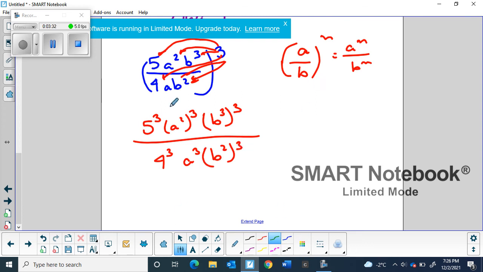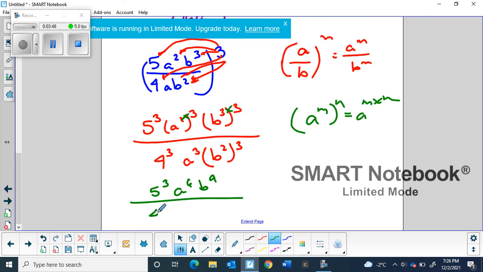And then we look and we see, well, we have an exponent to an exponent. And so we're going to multiply the exponents together. So here, the 5 cubed stays the same. There's nothing to multiply. 2 times 3 is 6. 3 times 3 is 9. 4 cubed stays the same. A cubed stays the same. There's nothing to multiply. And 2 times 3 is 6.